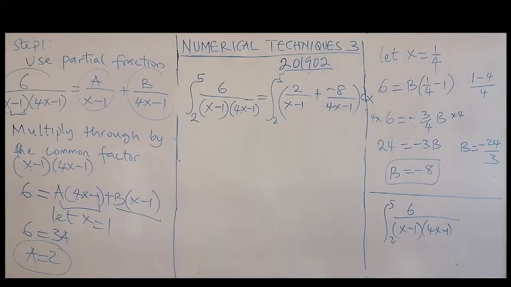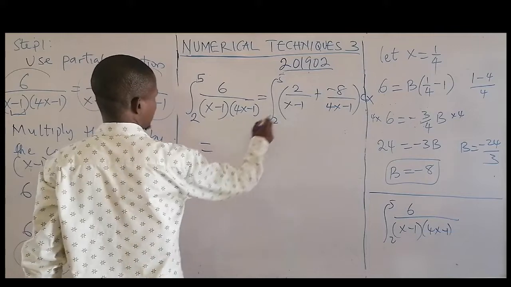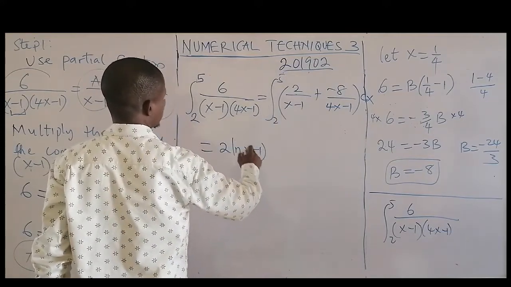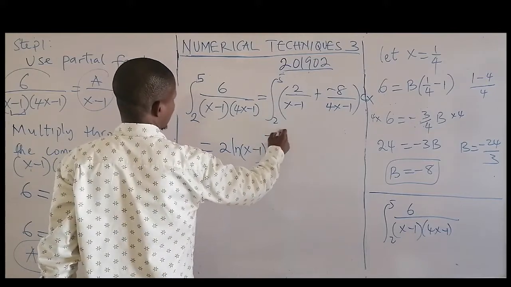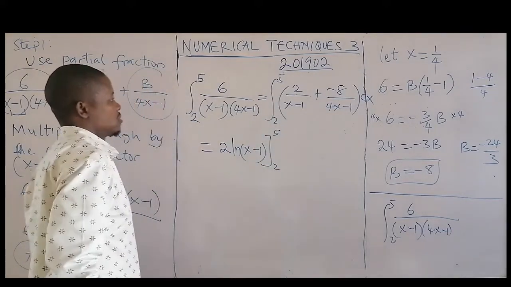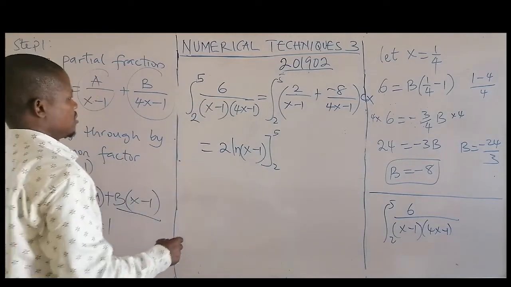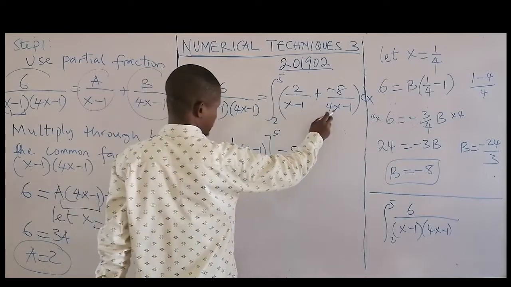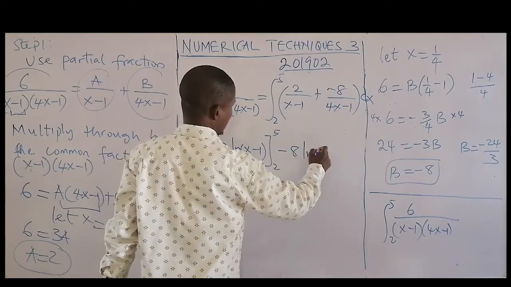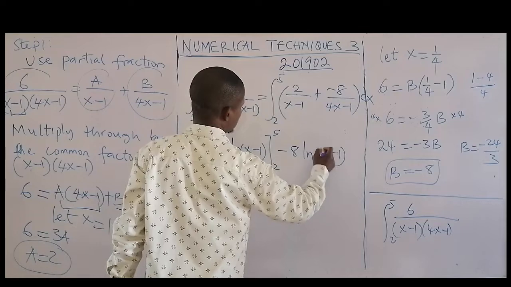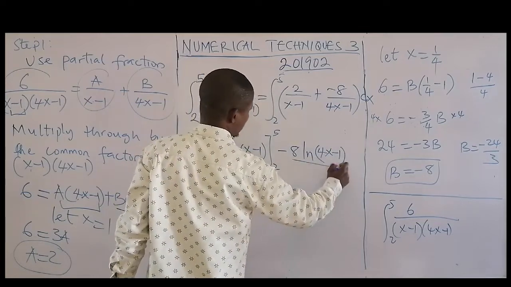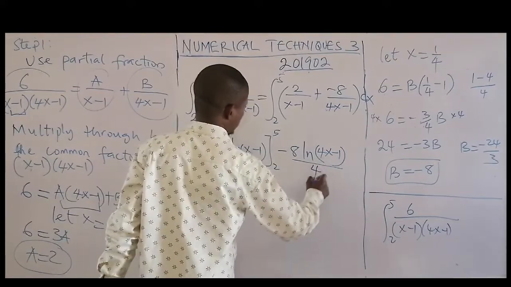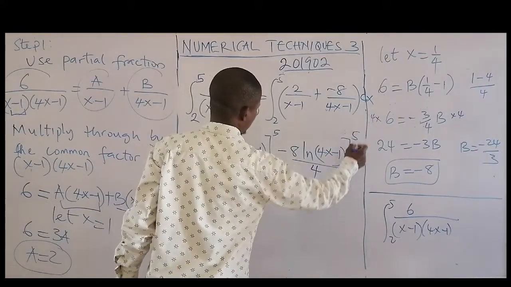If you do the integral of this, that will be 2 ln of x minus 1. You can put the upper and lower boundary there, 5 and 2. Then this one will be minus 8, which can be outside the integration. Then you integrate this one, which will be ln of 4x minus 1, then you divide by the attachment to that variable, over 4. Put your upper and your lower boundary.